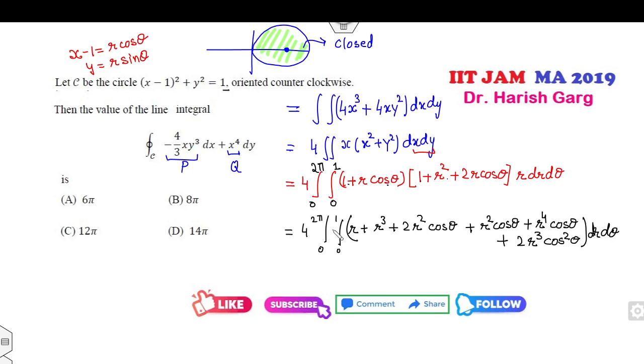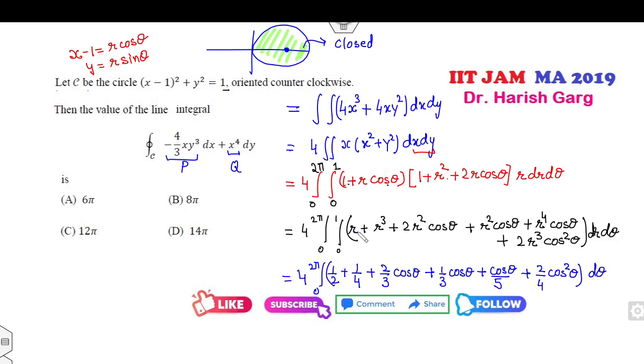Now since the limits are constant, you can integrate directly. Firstly, you can integrate with respect to r. It's r square by 2, so that is 1 over 2. It's 1 over 4. It is 2 over 3 cos theta plus 1 over 3 cos theta. It is cos theta divided by 5, and it is 2 over 4 cos square theta.